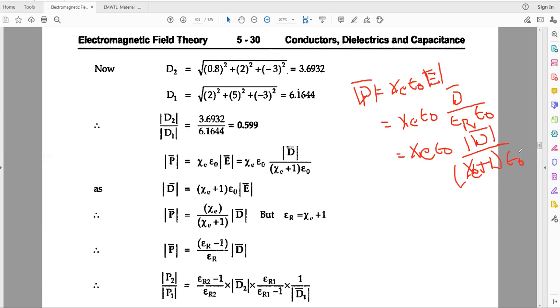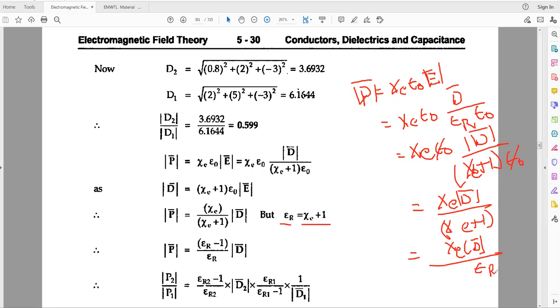Okay, my dear students. The P bar is equal to XC into epsilon naught D bar by epsilon R epsilon naught, so epsilon naught and epsilon naught get cancelled. P bar is equal to XC into D bar magnitude by XC plus 1. What is epsilon R? It is XC plus 1. So XC into D bar magnitude over epsilon R. What is XC? XC is epsilon R minus 1. Epsilon R minus 1 is D bar by epsilon R.